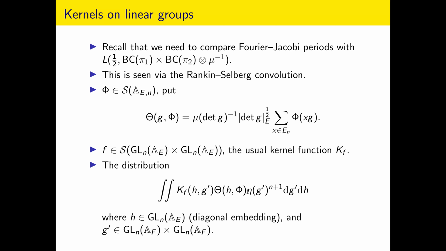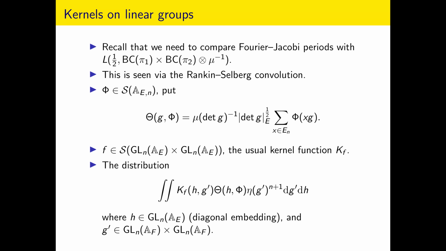Now the second integral is on the other variable, this G prime. I integrate this G prime on GLN F cross GLN F, and that detects functoriality. Basically, we only want the base change L functions. So the integration of the second variable here will isolate those base change automorphic representations.